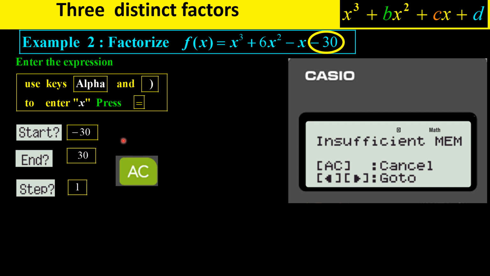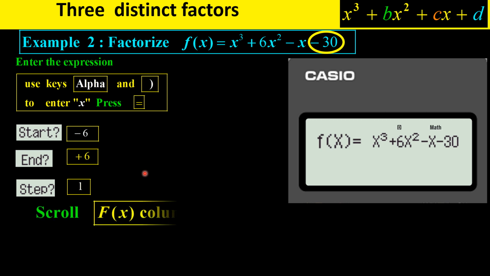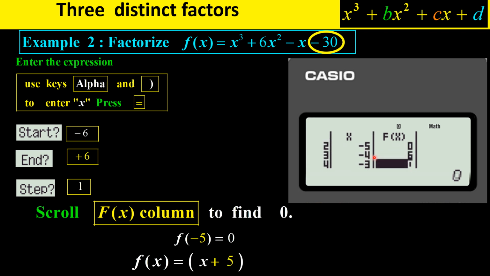I press AC, all clear, to clear the screen, and you end back with your function. Okay. So let's enter negative 6, and we end with 6, and we end with a step of 1. Now if I press equal, I get a table of values. So I'm now ready to get my factors. First of all, we scroll down, and wherever we see a 0. So I know if f(negative 5) is 0, x plus 5 is a factor. Scroll down further, and I see f(negative 3) is 0.